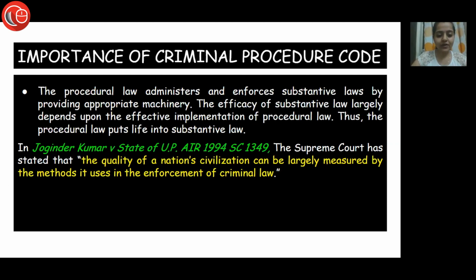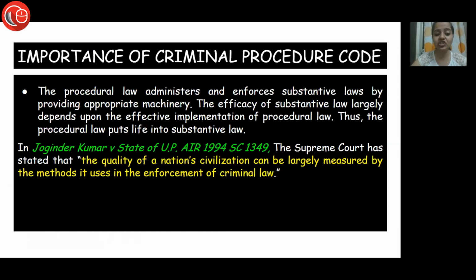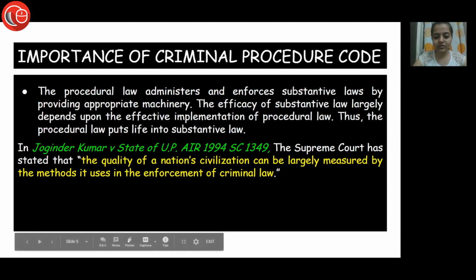In Joginder Kumar versus State of Uttar Pradesh, the Supreme Court has stated that the quality of a nation's civilization can be largely measured by the methods it uses in the enforcement of criminal law. This is the importance of a procedural law, that the quality of a nation's civilization, how good a nation is, is decided by the quality of the procedural law it has. Okay, so its importance is very high.